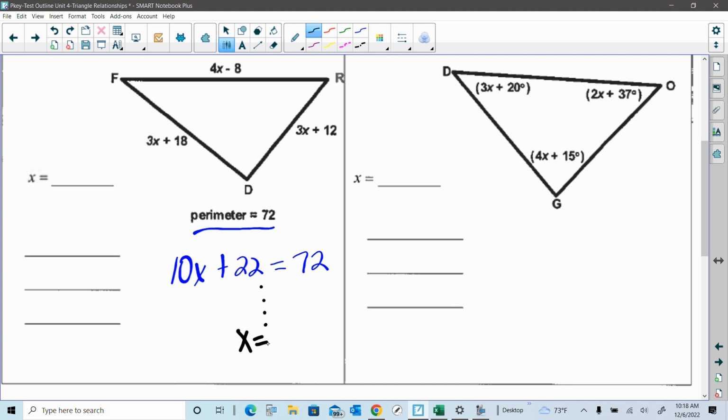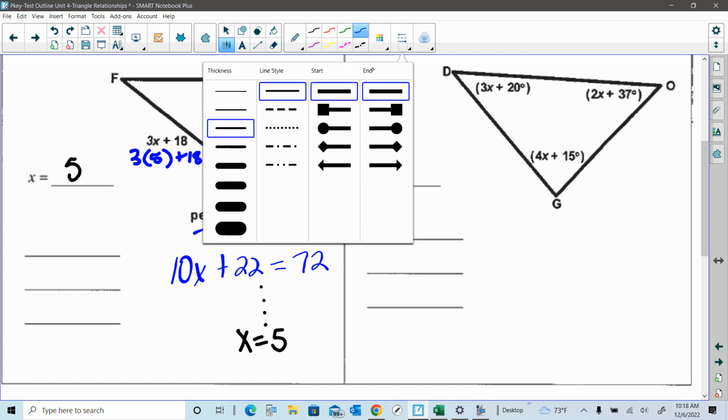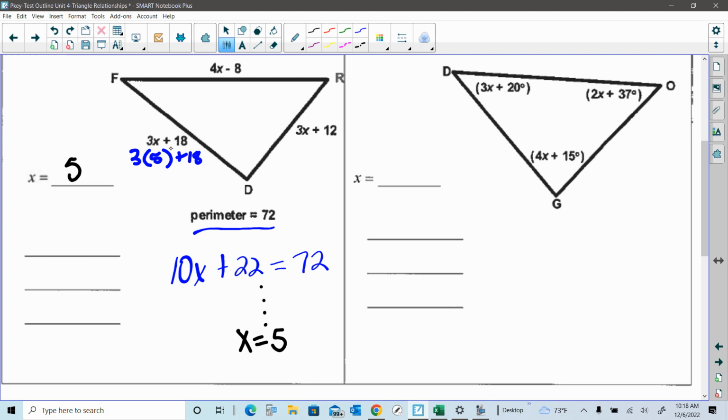Anyone get x yet? Yeah, x is 5. Now that you have that it's 5, you have to plug it back in. So that's like saying 3 times 5 plus 18. Well, 15 and 18, that's going to give me 33 here. 20 minus 8 is going to give me 12. 15 and 12, going to give me 27.